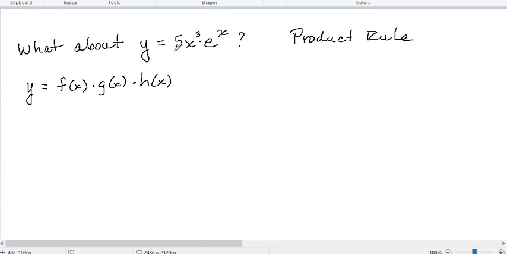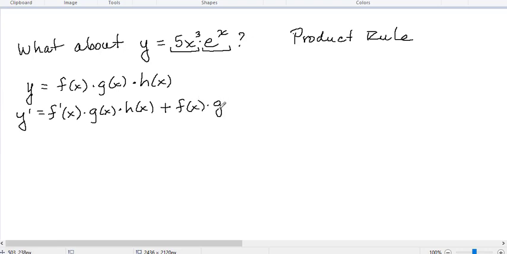I'm going to take three functions multiplied together. In our example, we only have two functions. But if we had three functions, here's how you take the derivative. You take the derivative of the first function multiplied by, keep each of the other two functions the same, and they're all connected with multiply, plus, now you keep the first function the same, do the derivative of the second function, keep the last function the same, plus, then you keep the first two functions the same, and take the derivative of the third function. So one by one, you took the derivative of one of the functions and kept the other two functions the same.